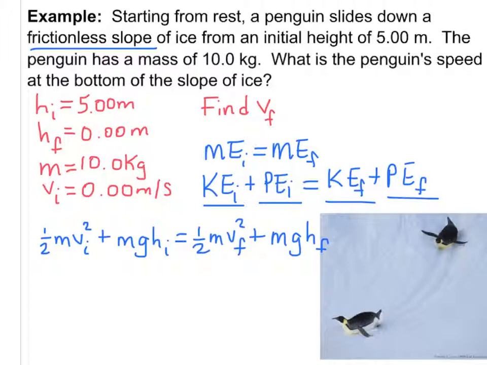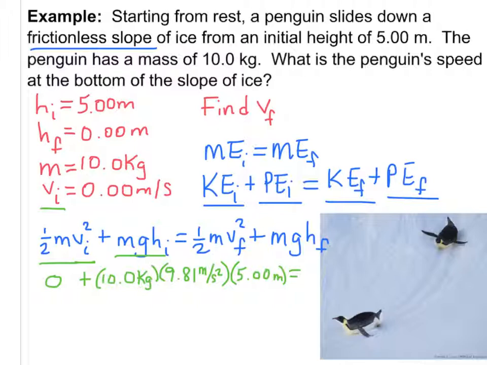We know that initial velocity right here is 0. Therefore, this entire term will be 0. We can plug in values for the mass times gravity times the initial height. So I know that my mass is 10 grams, my value for g is 9.81, and the initial height was 5.00 meters. Now I can plug in values for my final kinetic energy and final potential energy.